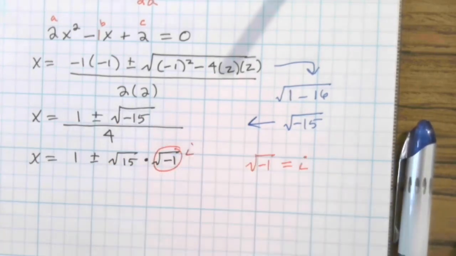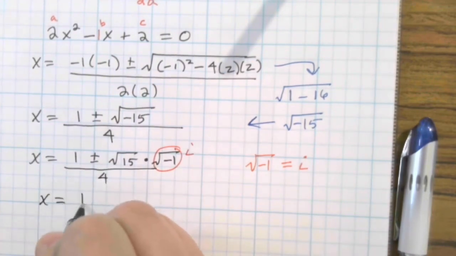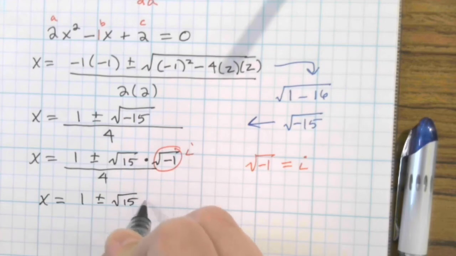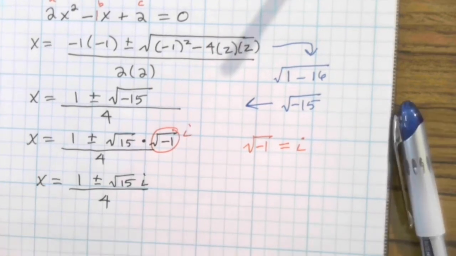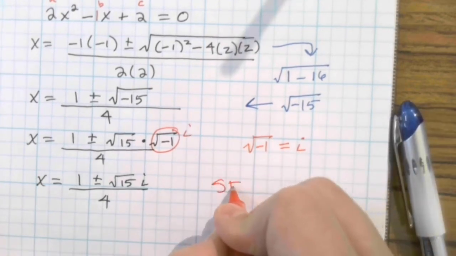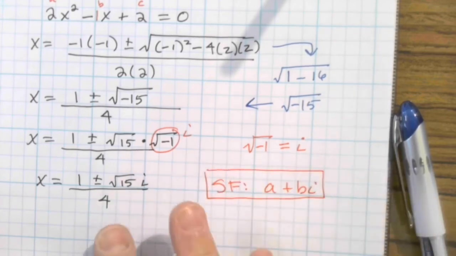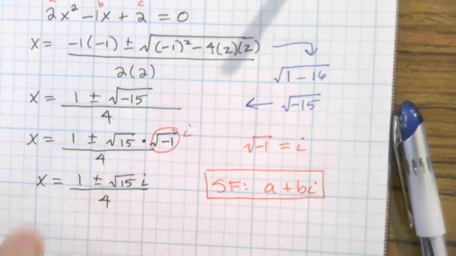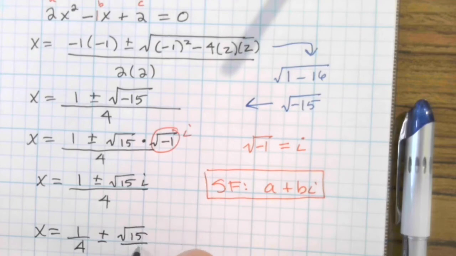This gets replaced by an I. Let me put the 4 back. And you get 1 plus and minus radical 15I all over 4. Now, when it comes to complex or imaginary answers, you remember that the standard form is a plus bi. So you need to separate the I fraction from the real fraction. So x equals 1/4 plus and minus radical 15 over 4, I on the side.